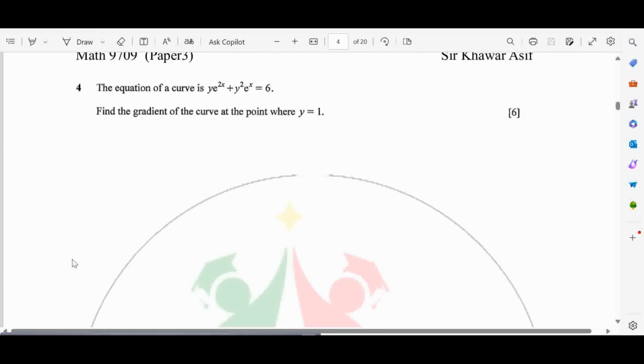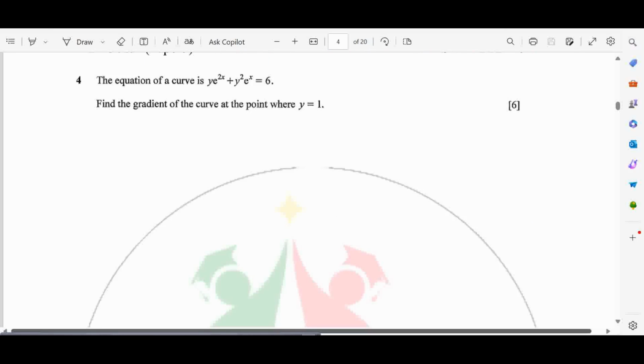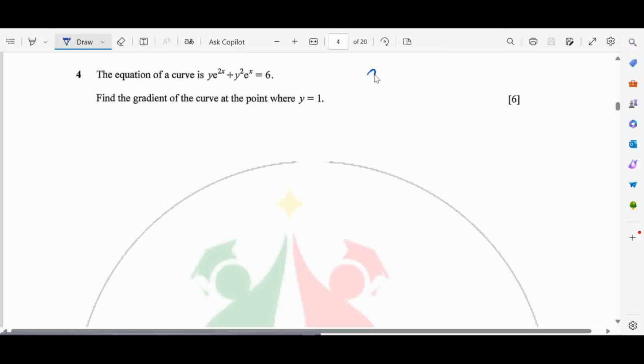Let's move to question number 4. The equation of a curve is this. Find the gradient of the curve at the point where y is equal to 1. First of all, we need to find dy by dx, because at this point we have to find the gradient. Now what we have to do is take the derivative with respect to x on both sides.